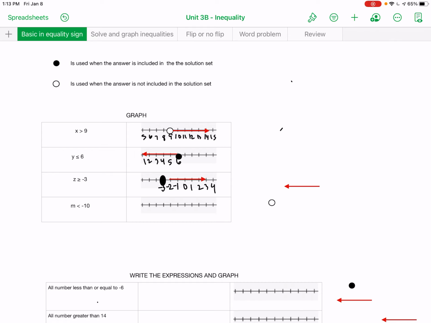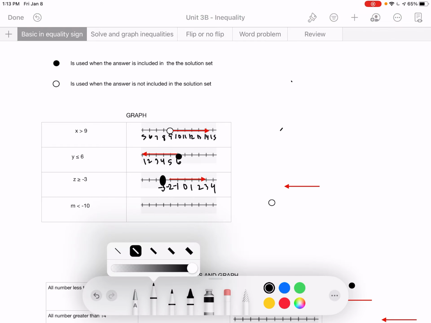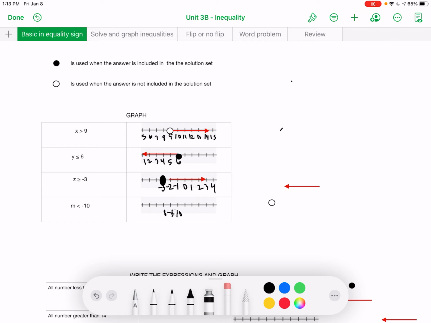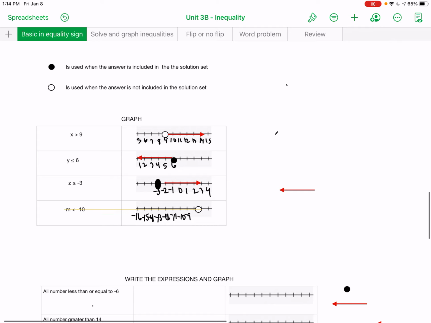M is less than -10. This would be -9, and this would be -11, -12, -13, -14, -15, and -16. It does not include it, so we're making sure we have an open circle on -10. Okay, then it's going to the left, so I'm going to grab my arrow.